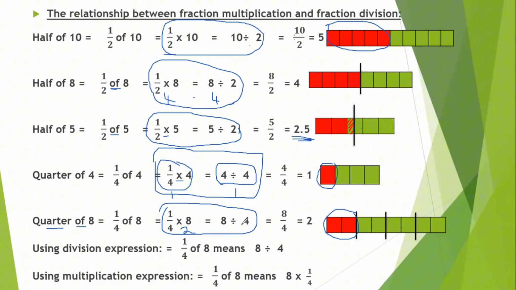Or 8 divided by 4. So quarter times 8 has the same meaning as 8 divided by 4, which equals 2.